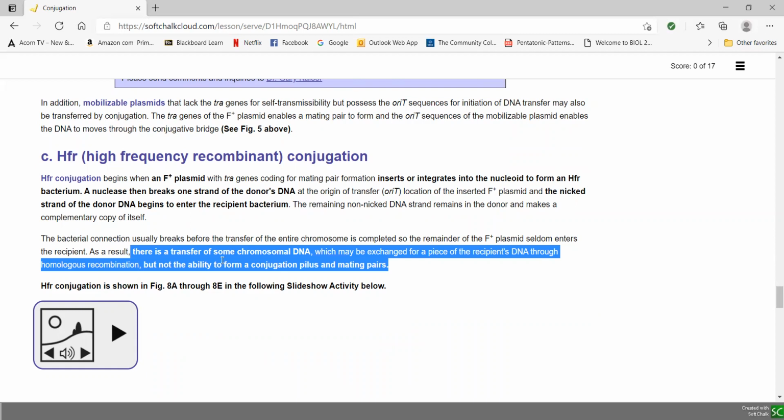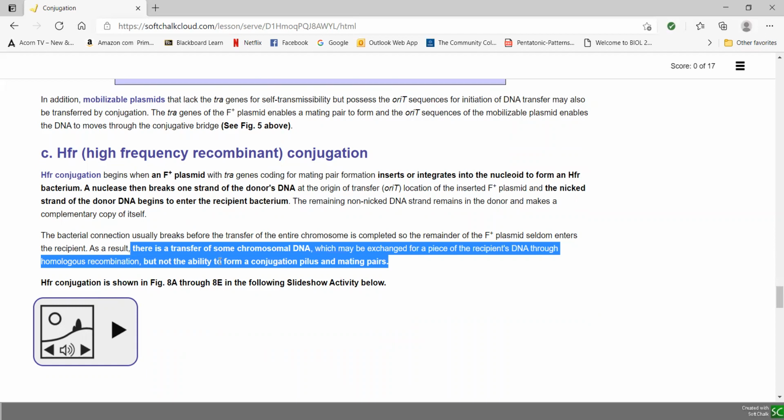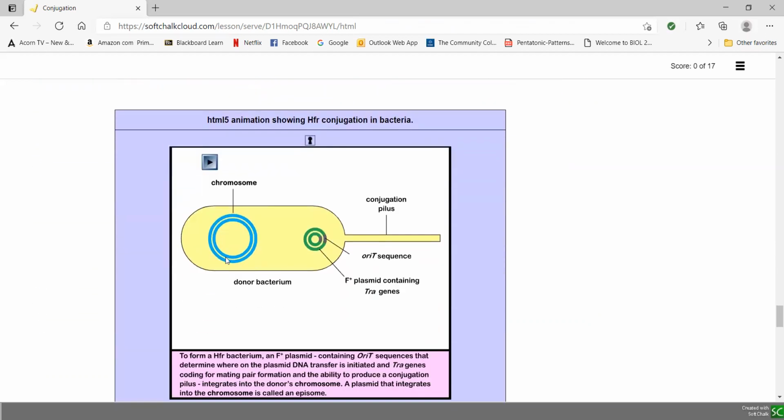But anyway, there's our description we need to recognize of HFR conjugation. And there's an animation you can look at to follow the process so you can visualize it. So again, once you look at the objective, go to the table of contents of the Softchalk lesson and see where we discuss that objective. Read through the Softchalk lesson on that particular topic, and then answer the objectives and check out any illustrations or animations that go with that so that you can use that to visualize the process.